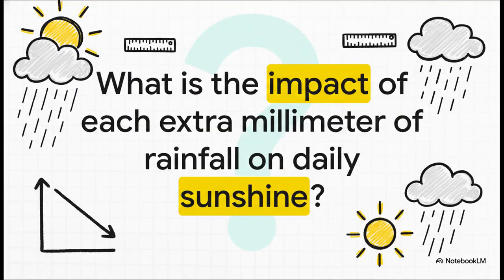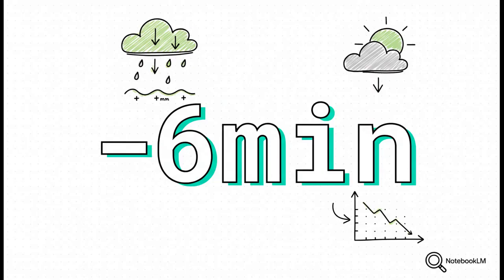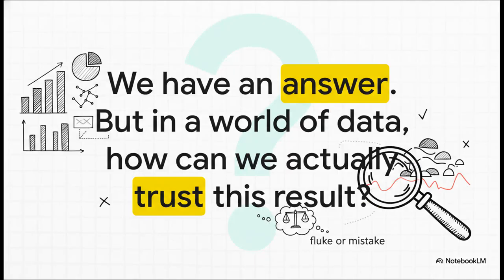So this is what it all comes down to, this one specific question. The model has crunched the numbers, so what's the impact? For each extra millimeter of rain we get, how much daily sunshine do we lose? 6 minutes. That's the answer. For every additional millimeter of rainfall, the model predicts we lose, on average, 6 minutes of sunshine per day. And just like that, we've gone from a vague feeling to a precise, data-driven number. How cool is that? We have our answer.